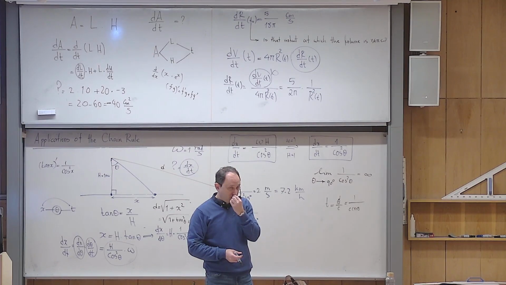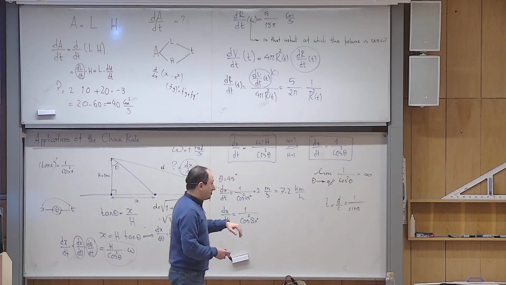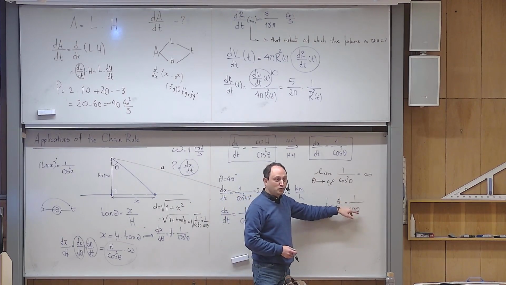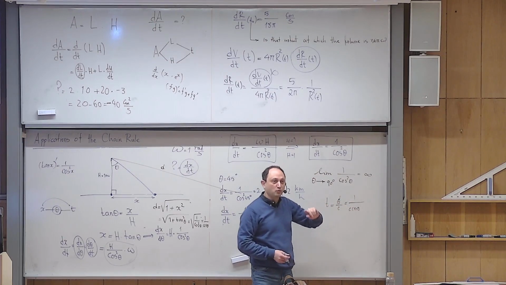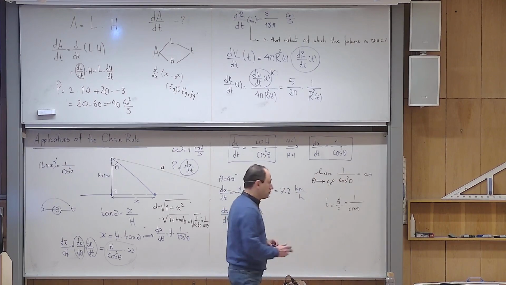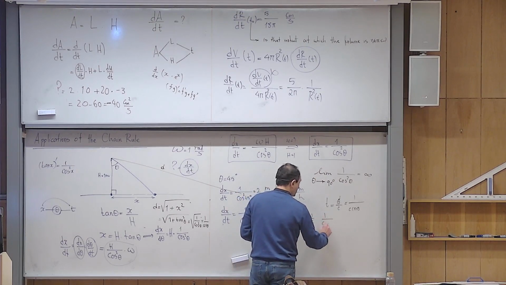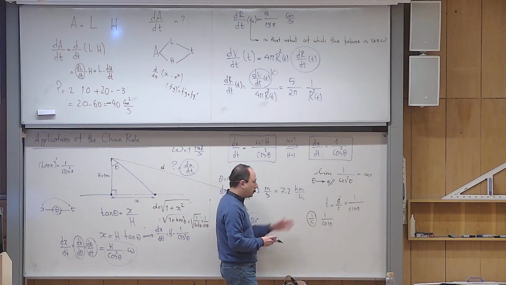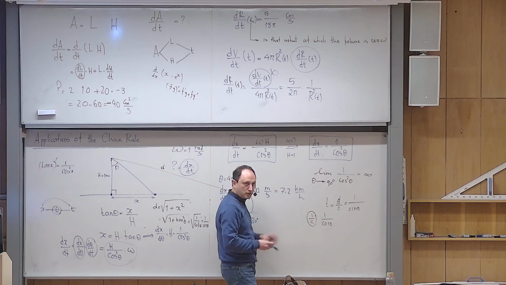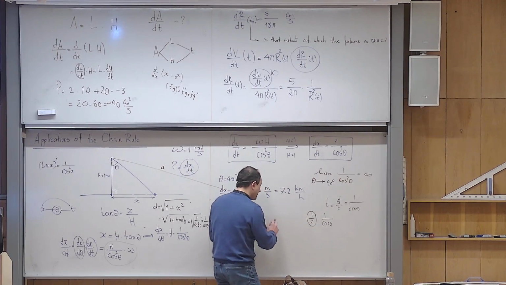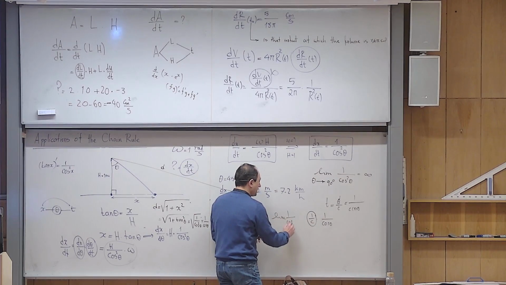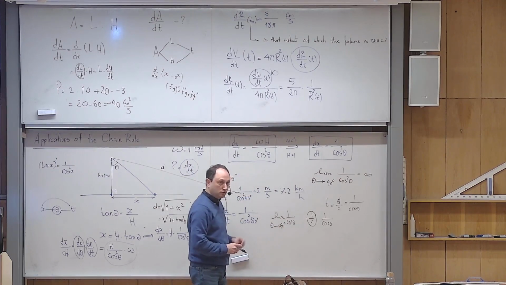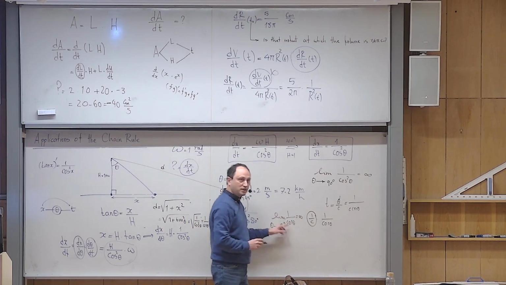Yes or no? No. Because in the competition between 1 over c and 1 over cosine theta, 1 over cosine theta will win eventually. Yes, because this is 1 over c times 1 over cosine theta. This is a constant, but a very small constant, 1 over 300,000 or something. Okay, that's a very small constant. But what is the limit of 1 over cosine theta when theta goes to 90? 0? No? Infinity. Yes? Because cosine of 90 is 0.